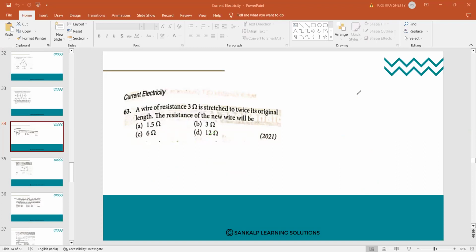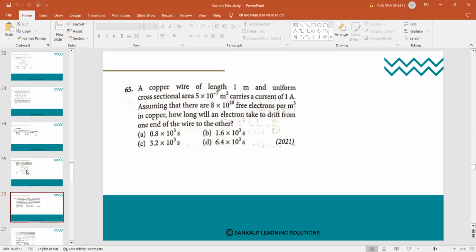Next question is: a copper wire of length 1 meter and uniform cross-sectional area 5 into 10 to the power minus 7 meter square carries a current of 1 ampere. Assuming that there are 8 into 10 to the power 28 free electrons per meter cube in copper, how long will an electron take to drift from one end of the wire to the other?